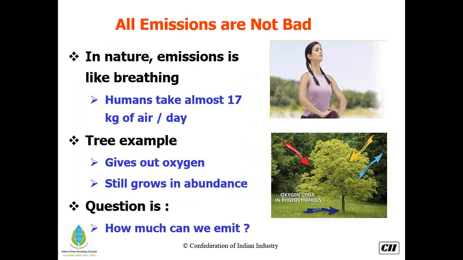So if we see in a day, generally a human eats around 800 grams of food and drinks around 3 to 4 liters of water. But on air, we take about 17 kilos of air per day, which is very huge. And if we convert it, a healthy grown tree will emit 20 kilos of air per day.